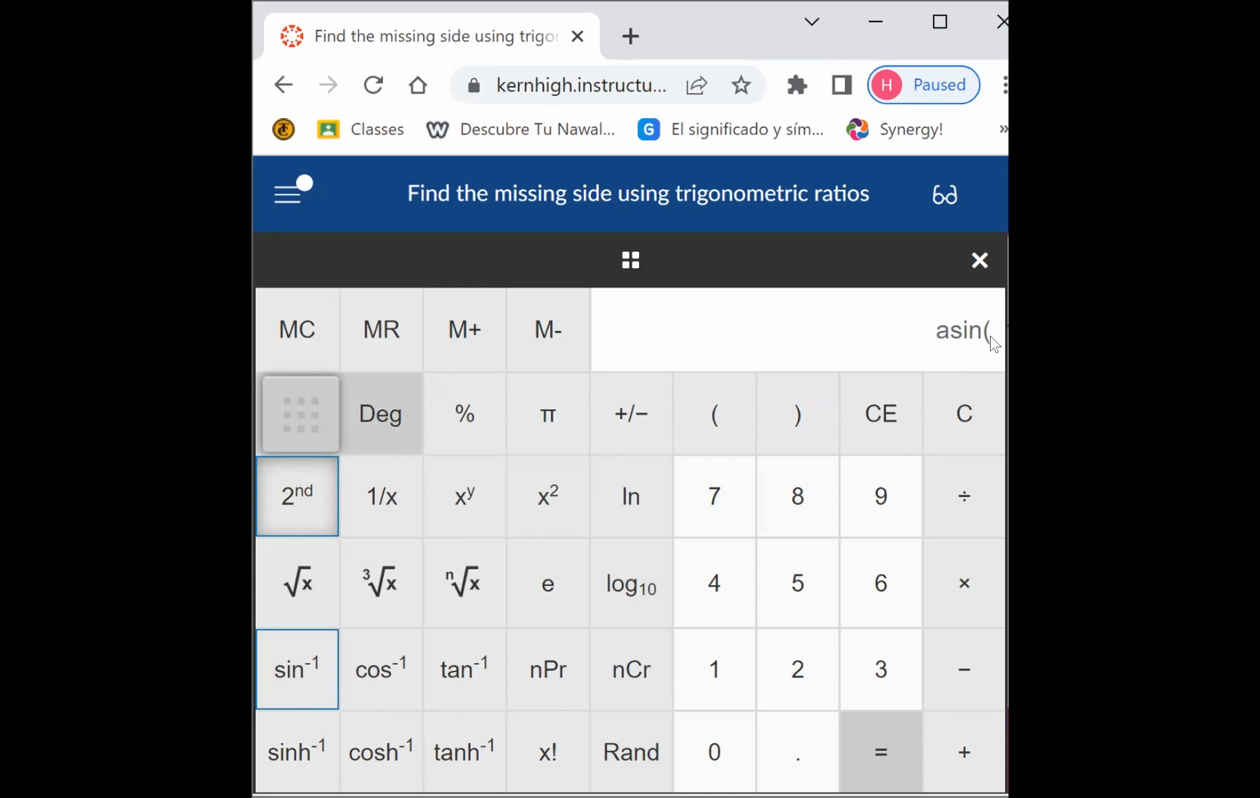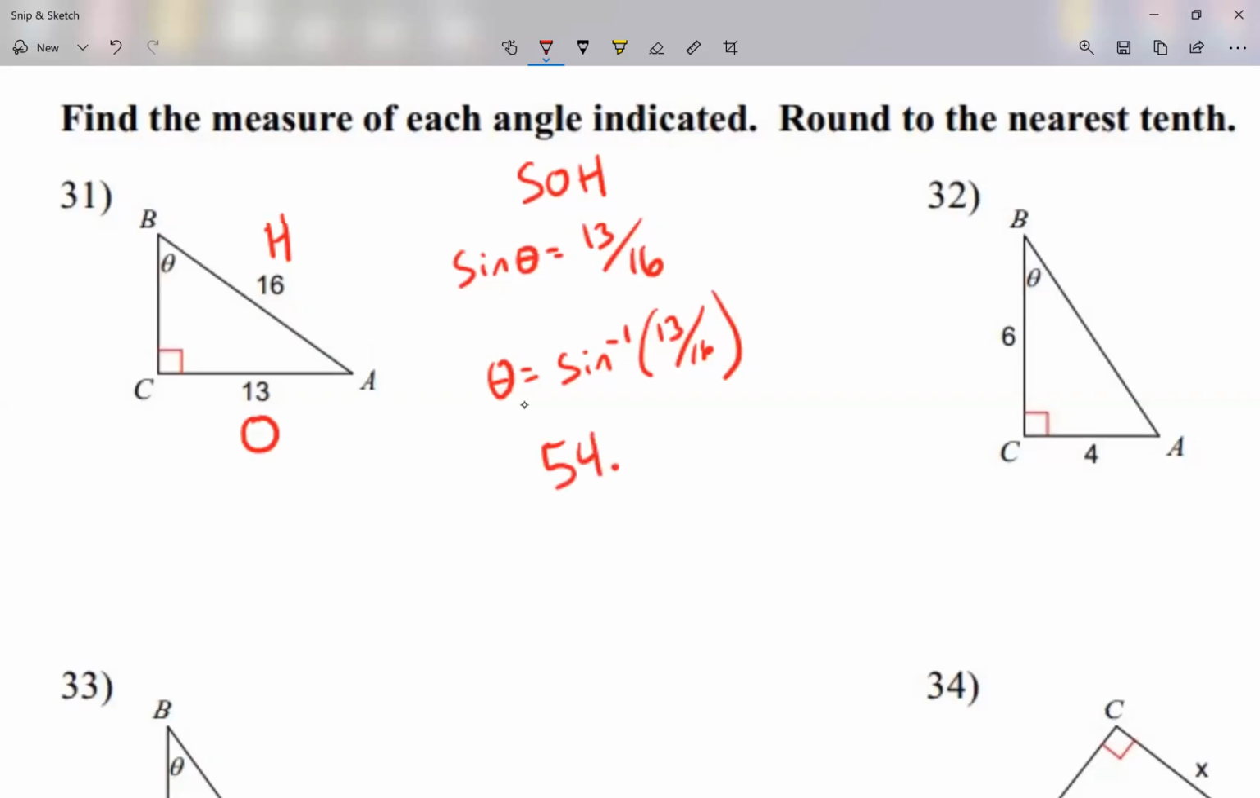So sine inverse, and in open parentheses, I'm going to type in 13 over 16. Let me close my parentheses. Remember the instructions, what I was working was sine inverse of 13 over 16. Let me press equal. I'm rounding to the nearest tenth, so one decimal place. In this case, I'm going to round it to 54.3. If the instructions say round it to the nearest whole number, 54. Nearest tenth, 54.3. So do pay attention to the instructions.